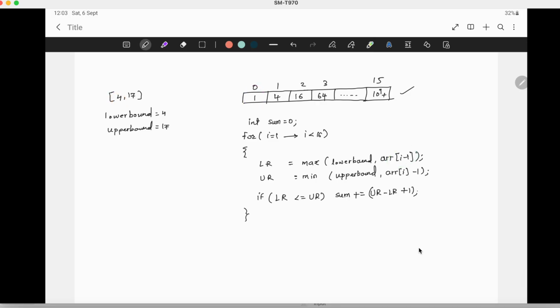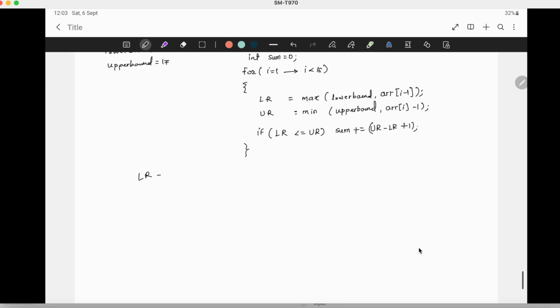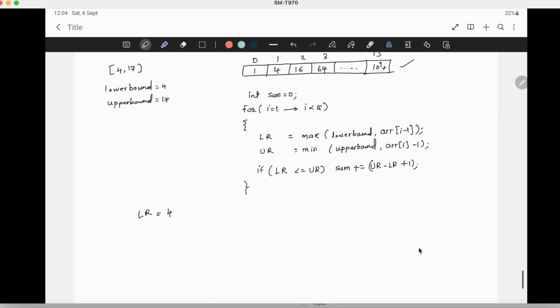So initially the lower bound is basically 4, and the upper bound is going to be the minimum between this 17 and array of I, that is 4 minus 1, it is going to be 3. Array of I minus 1 is going to be 3. So lower bound is basically 4, the upper bound is basically 3. So here obviously, if lower bound and upper bound are not in proper sequence, if lower bound is greater than the upper bound, obviously that is not a valid range. We can easily say that, because our range is starting from 4, and the upper bound is 3.